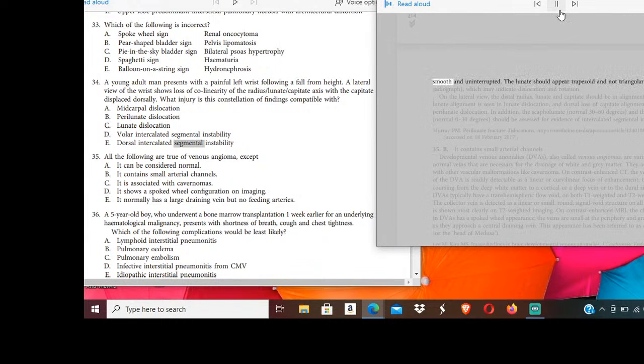The lunate should appear trapezoid and not triangular in shape on the AP radiograph, which may indicate dislocation and rotation. On the lateral view, the distal radius, lunate and capitate should be in alignment. Volar loss of lunate alignment is seen in lunate dislocation, and dorsal loss of capitate alignment is seen in paralunate dislocation.